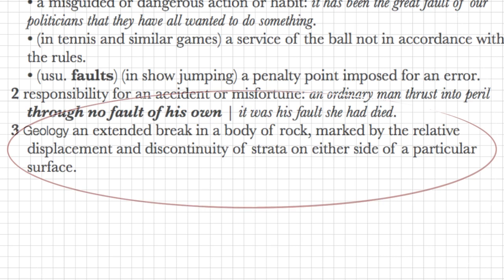It is an extended break in a body of rock marked by the relative displacement and discontinuity of strata on either side of a particular surface. Wow. In layman's terms, because not all of us are crazy super awesome geologists, it means that there is a split between two sides of rock, and that fault is defined or determined by how those two sides of rock move in relation to one another. So the key thing there is movement.